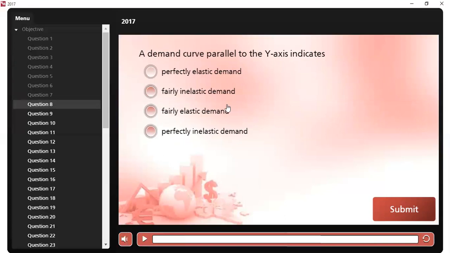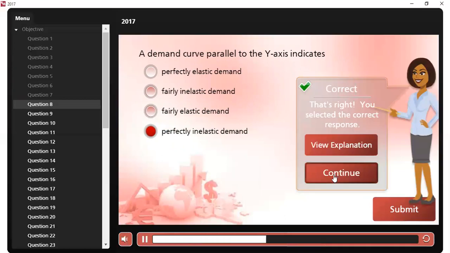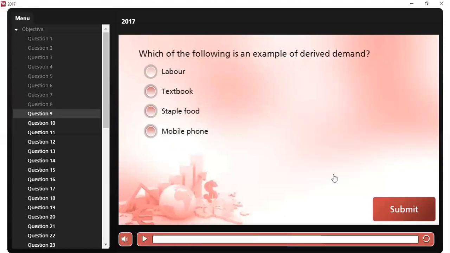For question 8, a demand curve parallel to the y-axis indicates what? Now, a demand curve parallel to the y-axis or vertical axis indicates that the quantity remained the same while price changed. So this is perfectly inelastic demand here. That's option D. Yes, perfectly inelastic demand.